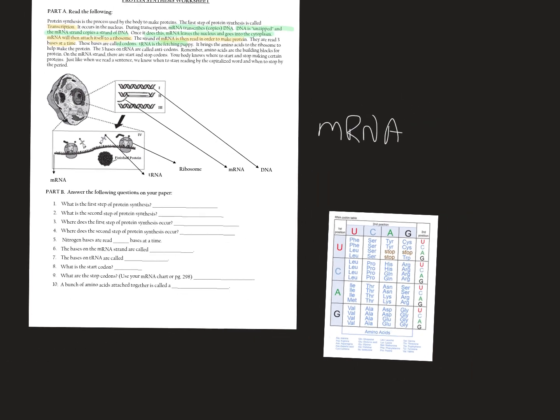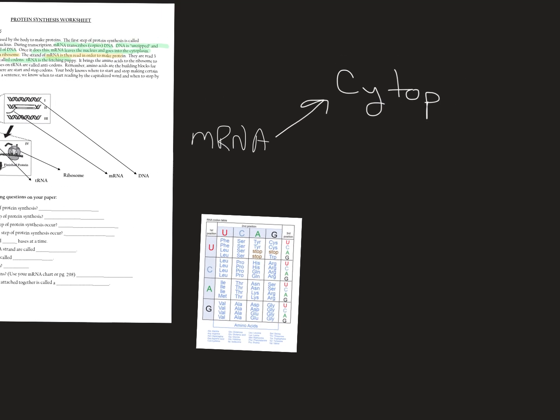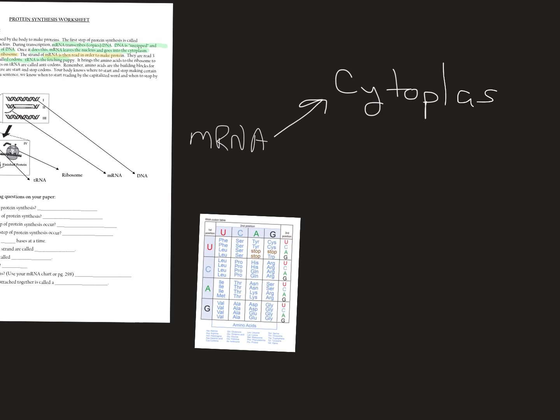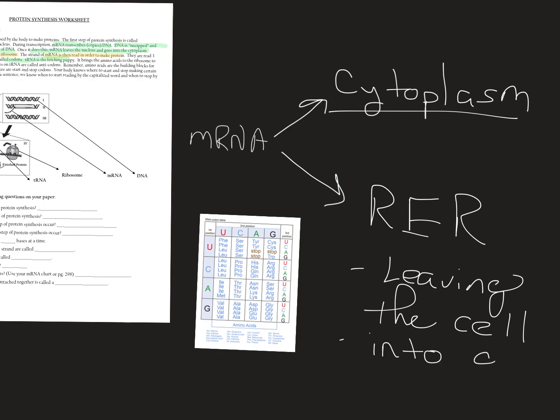it has a choice. Is it going to be used in the cytoplasm? If it's going to be used in the cytoplasm by the cell, then it'll be made in the cytoplasm. That should make sense. If it's made in the rough endoplasmic reticulum, then it's leaving the cell or going into a membrane.